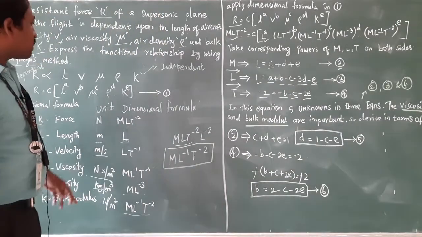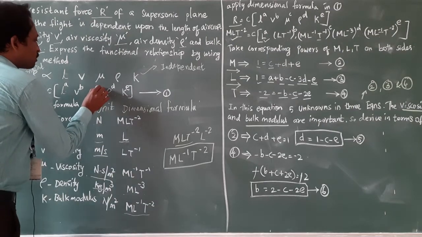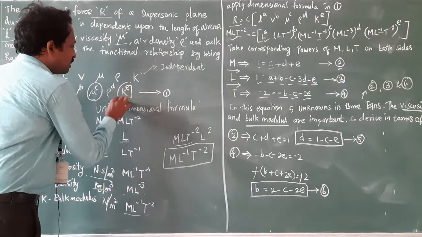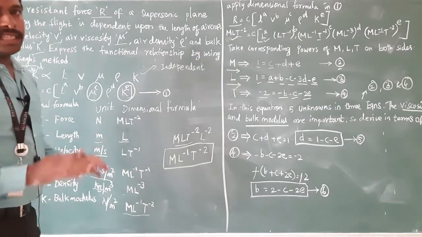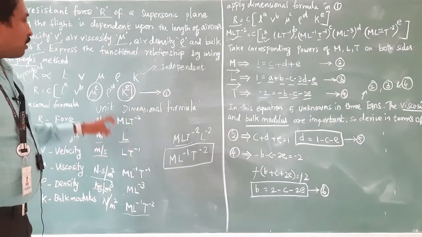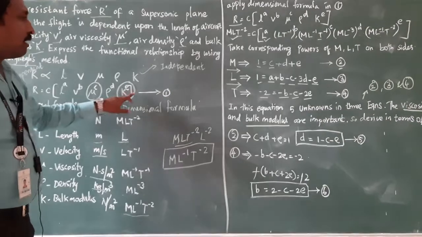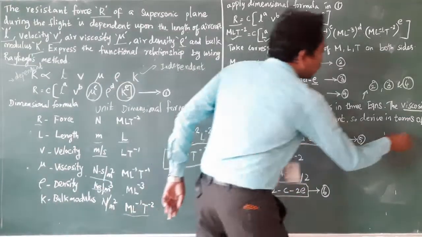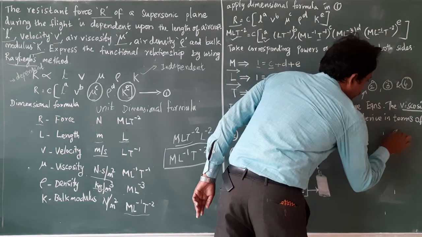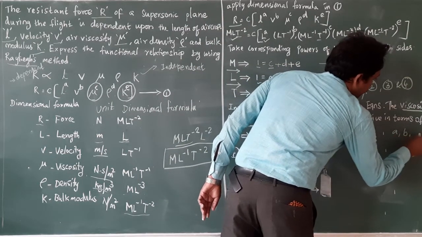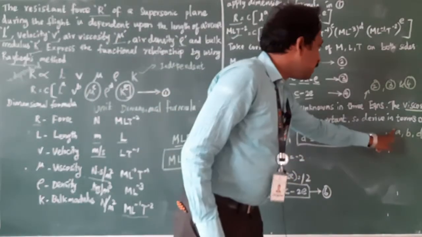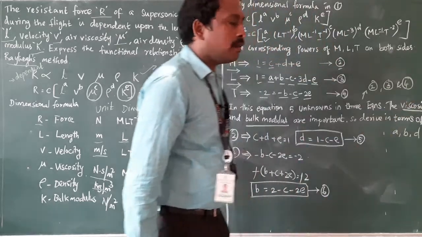The viscosity power is C and the bulk modulus power is E. So on the right side I am denoting that in terms of these powers C and E. So I am deriving the equation in terms of C and E. That means I need to find out A, B and D, right?